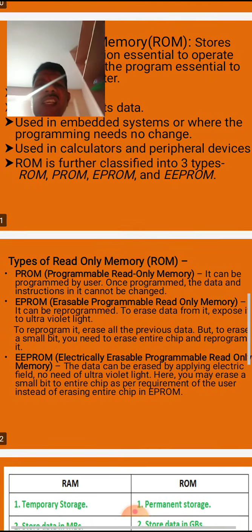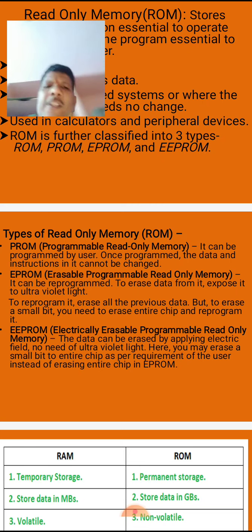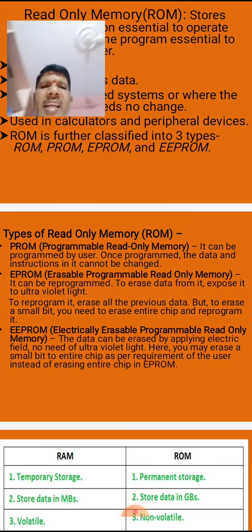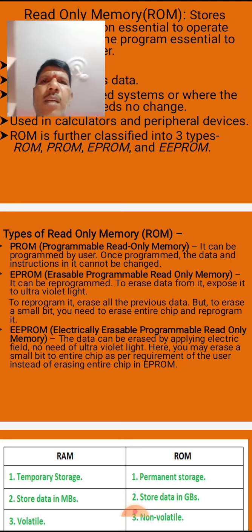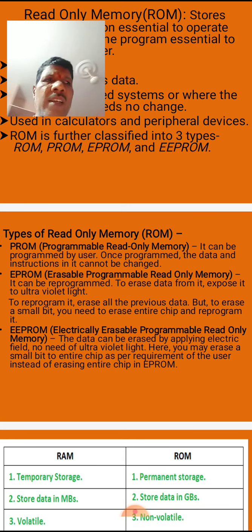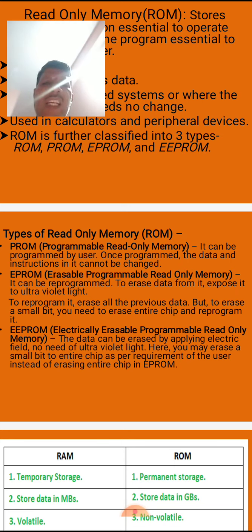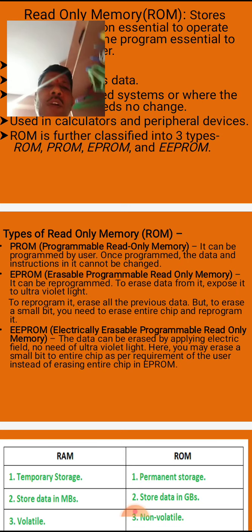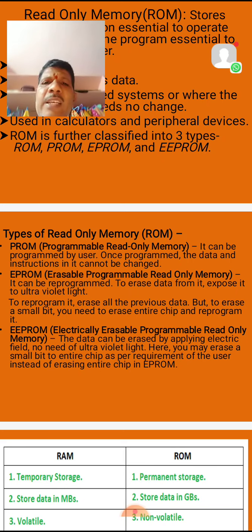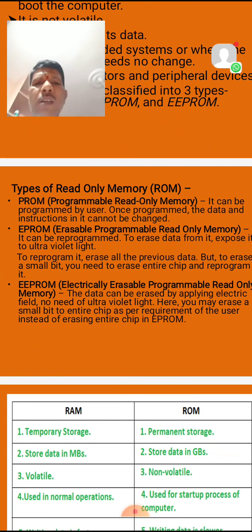The next one is EEPROM, electrically erasable programmable read-only memories. The data can be erased by applying electrical pulses on these chips. Here you can erase a small bit or the entire chip. The mechanism is by applying electrical pulses. Such memories are called electrically erasable programmable read-only memories. This is about the ROM and its classification.